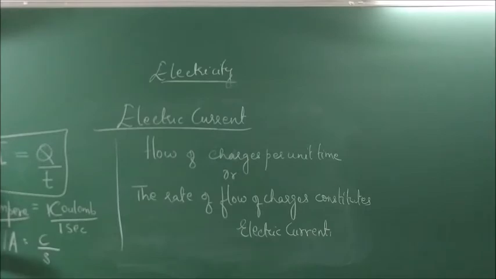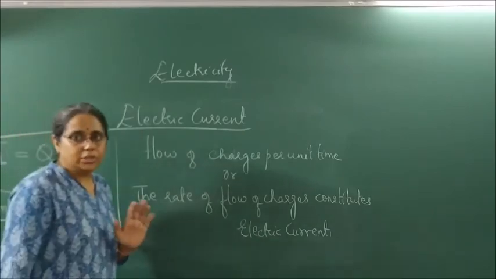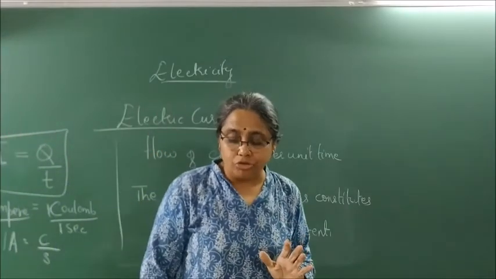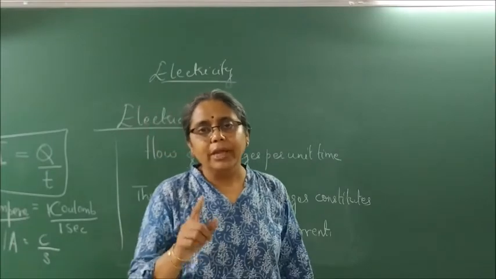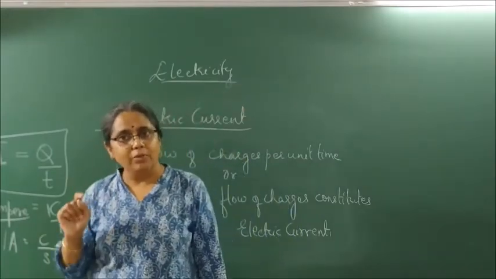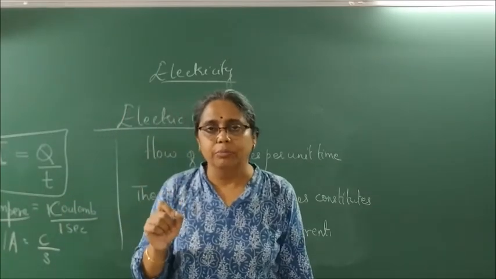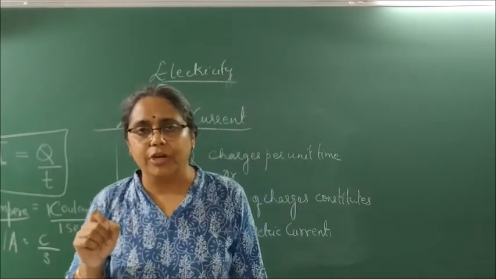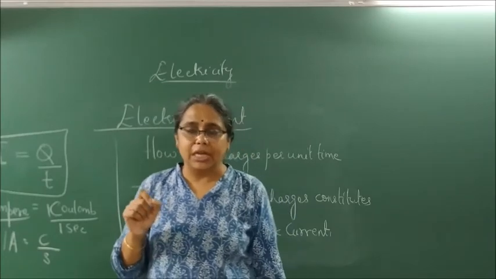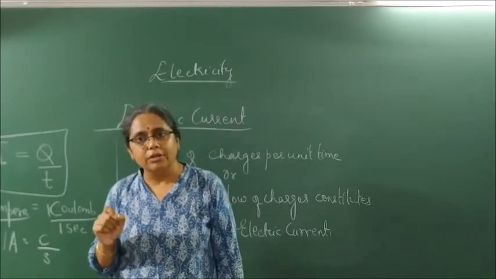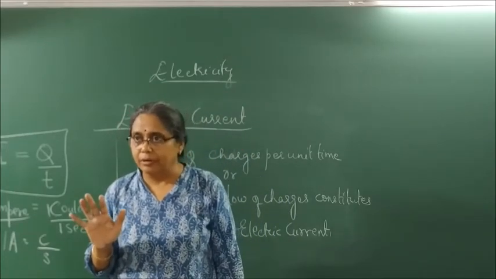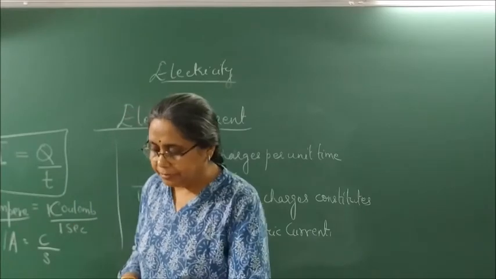The definition is a must. If you don't know the definition, it is difficult to answer. So for that reason you should know 1 ampere means 1 coulomb by 1 second. That means when a charge of 1 coulomb flows through a cross section of a conductor in 1 second, it constitutes a current of 1 ampere. Okay? So let us write one by one.